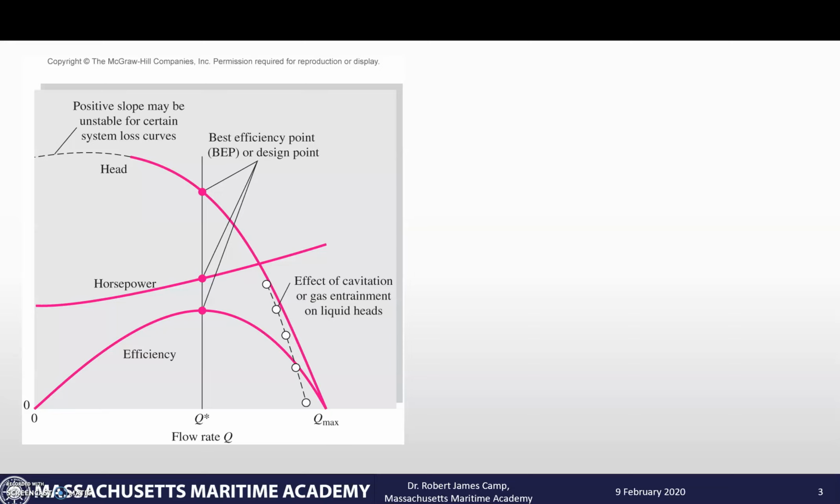Now, the first thing I want you to look at is this point that is labeled the BEP, or the best efficiency point. It's also called the design point. So any analyses that we typically do, especially when we get into dimensionless performance of pumps, we're really going to be looking at what is the design point, what is the best efficiency point. If we don't know that when we're looking at a graph, it's pretty easy. We just find out what flow rate has the best efficiency and we work back from there.